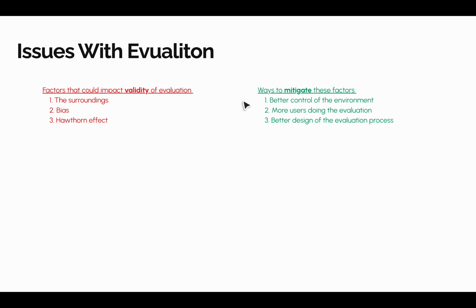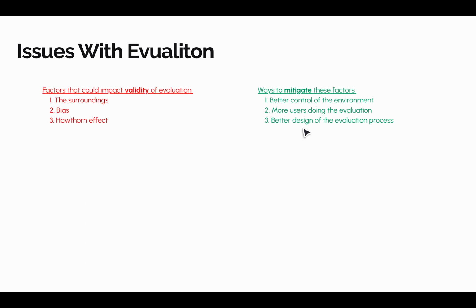So to mitigate these factors, we can look into some of these steps. Better control of the environment, such as conducting evaluations in a standardized setting, can help us minimize external influences. And then increasing the number of users involved in the evaluation can ensure a diverse participant pool and can reduce individual biases, and it could also provide more representative data.